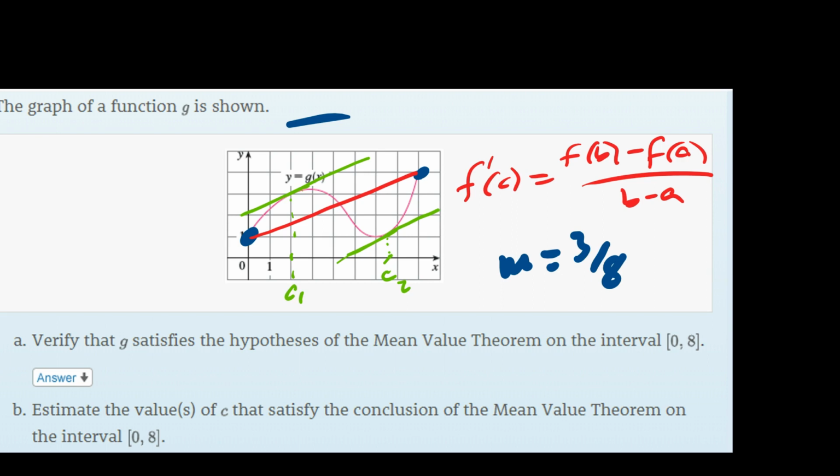And so you work through it by determining if you draw the tangent line there, and then you try to see if this is also 3/8 like that, okay? So that's how you would do that problem.